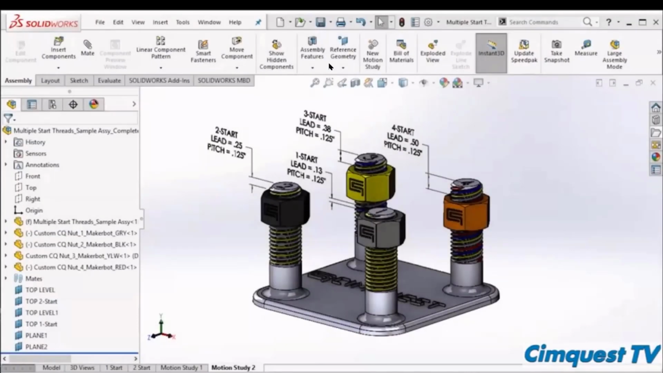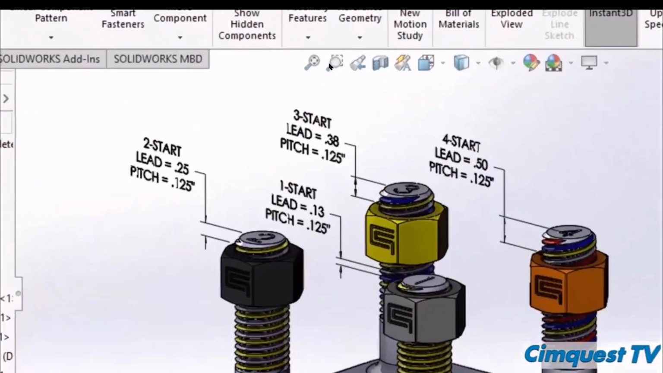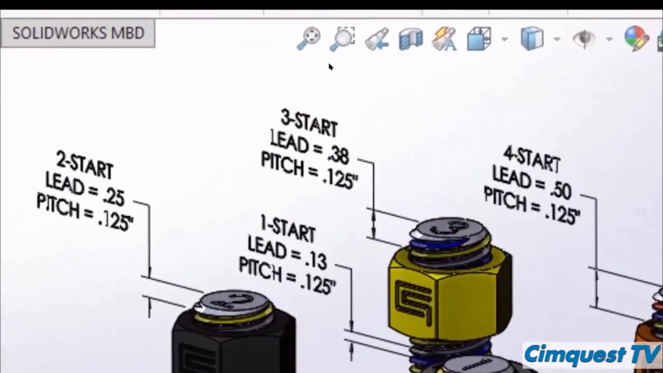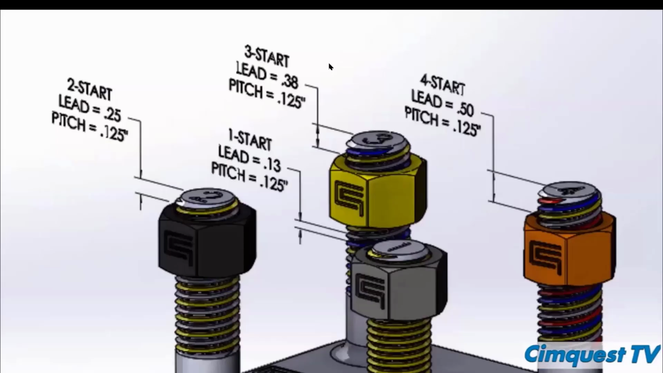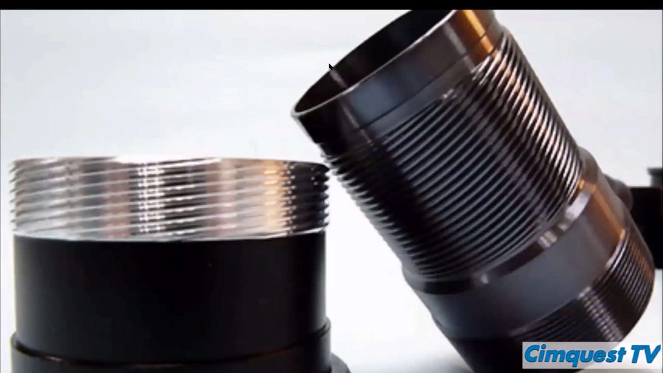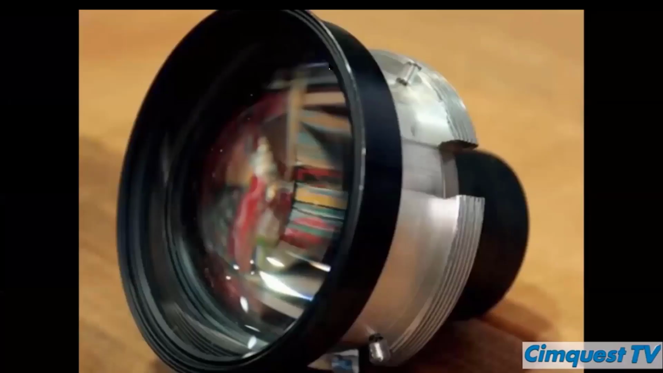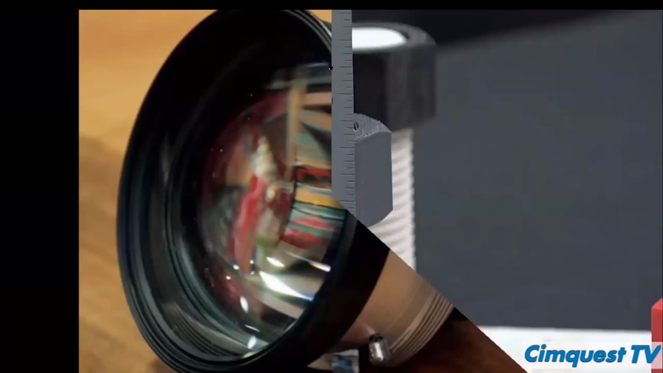Today I'm going to show you enhanced functionality when using the thread feature in SOLIDWORKS, namely multi-start threads. There are various reasons why someone might use threads with multiple starts. The main one is that it allows the lead distance of a thread to be increased without changing its pitch. This proves useful when fine threads are required, but at the same time you want a quick advance, for example like that on a camera lens.